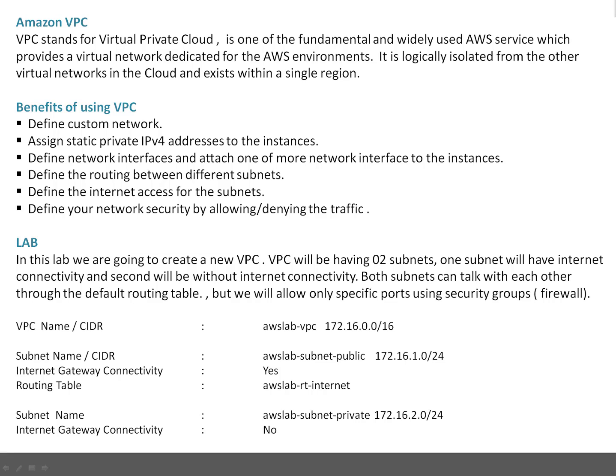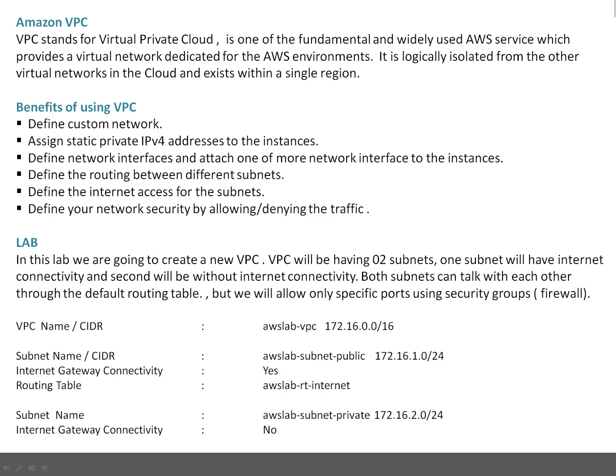The second subnet will be named AWS lab-subnet-private. CIDR block would be 172.16.2.0/24. See, I have only rotated third octet. So if you want to create your third subnet, you can again rotate the third octet. You can pick 172.16.3.0, 4.0. In that way, you can have multiple subnets. So this subnet, the private subnet, will not be having internet gateway connectivity. And by default, these both subnets can talk with each other using the default routing table. So I'm only going to create one routing table with internet connectivity rules.